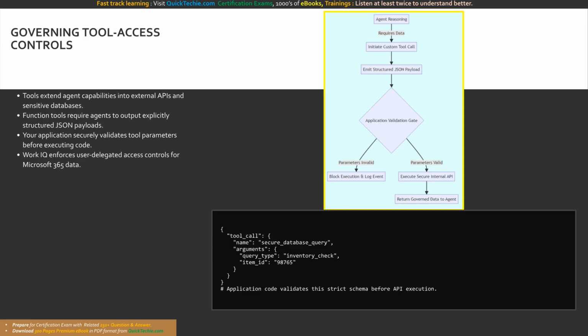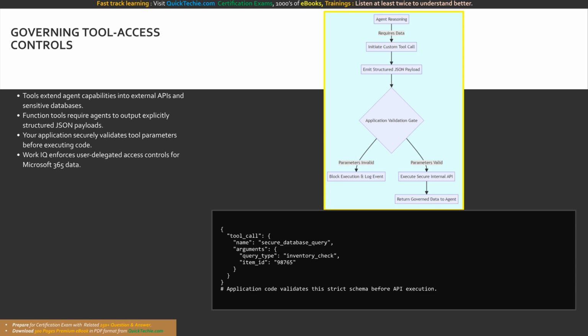Once you have constrained the agent's core reasoning behavior, you must rigorously govern how it interacts with external systems using tool access controls. One of the most powerful features of AI agents is their ability to use tools that extend their capabilities beyond simple text generation, allowing them to perform actions like executing code, searching the web, or calling custom APIs. However, every tool you provide to an agent drastically increases your security surface area.